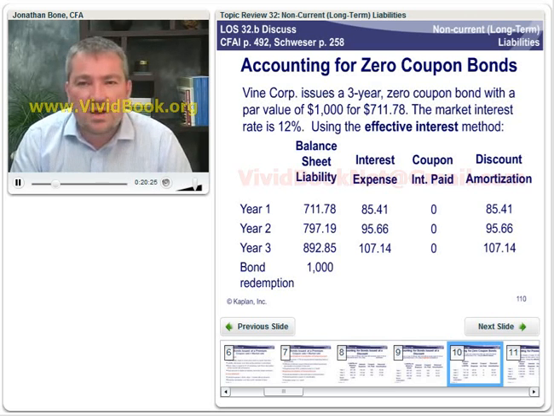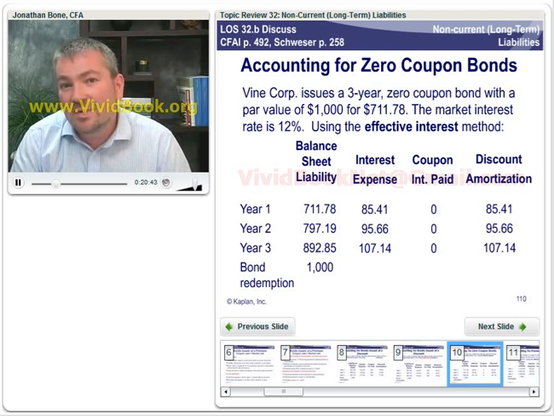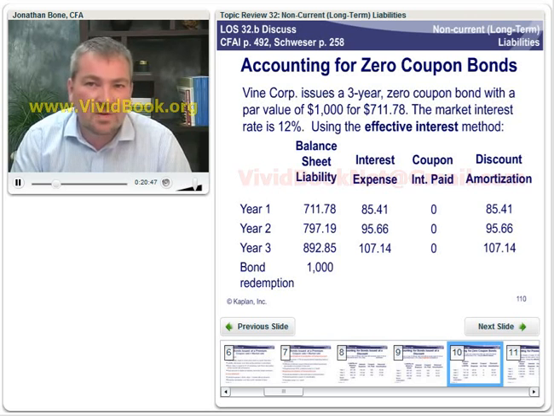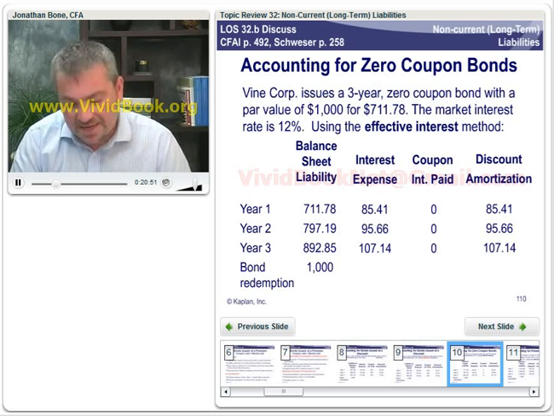So notice that bonds that are issued at a discount, and a ZCB being a classic example of that, you can see that the interest expense climbs over the life of the bond as the liability value increases. You'll also notice that with a 0 coupon bond, the total interest expense over the life of the bond, 851.41 plus 95.66 plus 107.14, is simply equal to the discount the bond was issued at.